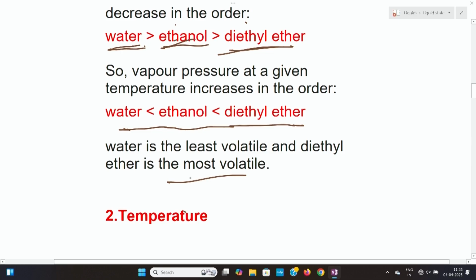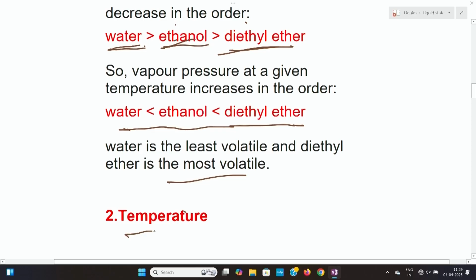Okay, this is about the nature of the liquid or the intermolecular forces. This is the first factor which affects the vapor pressure. Next, we are going to see the next factor, that is temperature. Temperature is the second factor which affects the vapor pressure of a liquid.